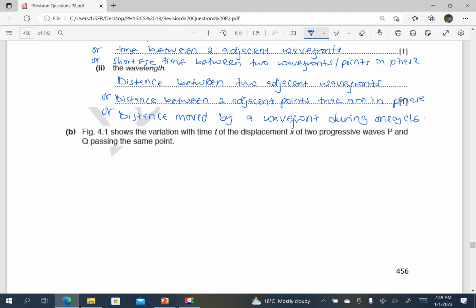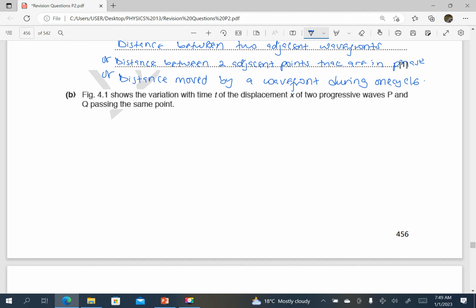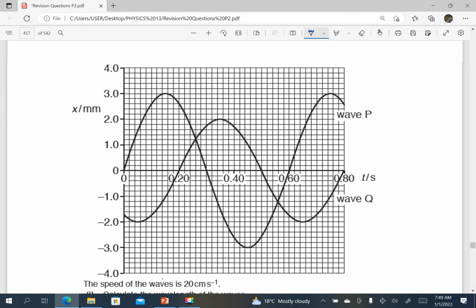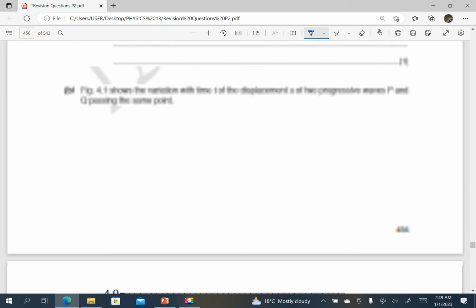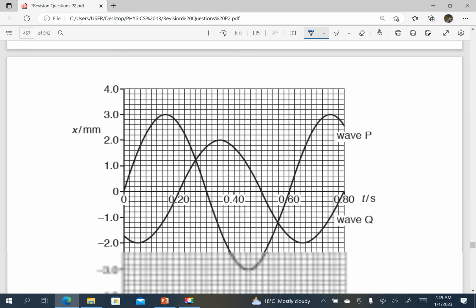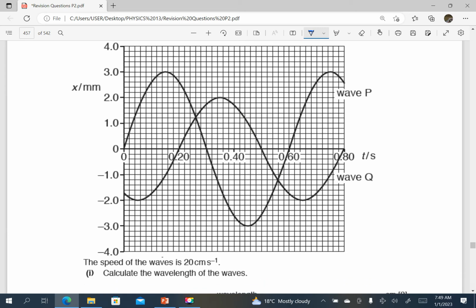Figure 4.1 shows the variation with the time t of the displacement x of two progressive waves P and Q passing the same point. So here we have the figure. So remember, these are progressive waves. A progressive wave is one which transfers energy from one point to another point. So we have wave P and wave Q.